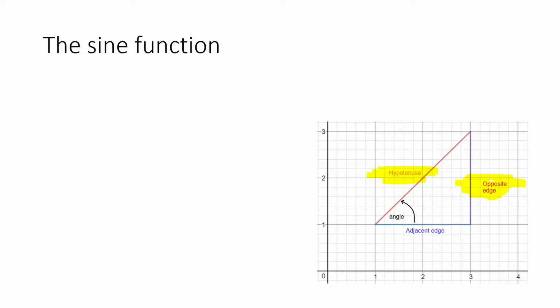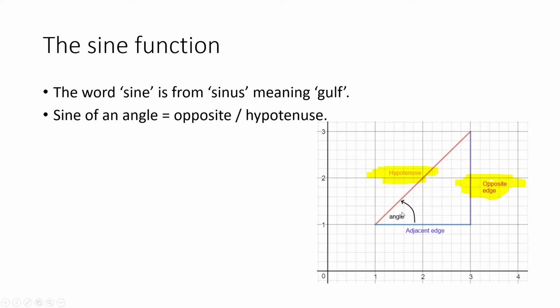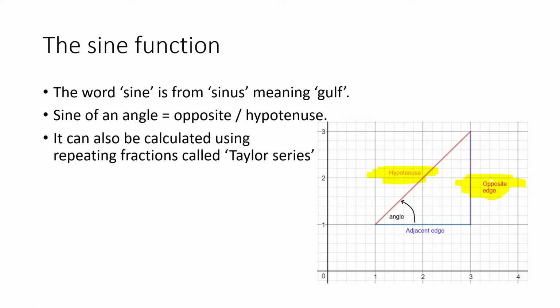So the first of those, the sine function. Well, sine is from a rather convoluted etymological meaning, but basically it comes from the word sinus, which is, I think, Latin, which coincidentally perhaps means gulf. And the sine of an angle, from SOHCAHTOA, is SOH, opposite over hypotenuse. It can also be calculated a few mathematical ways using repeating fractions, for example, such as Taylor or Maclaurin series, which looks like that.